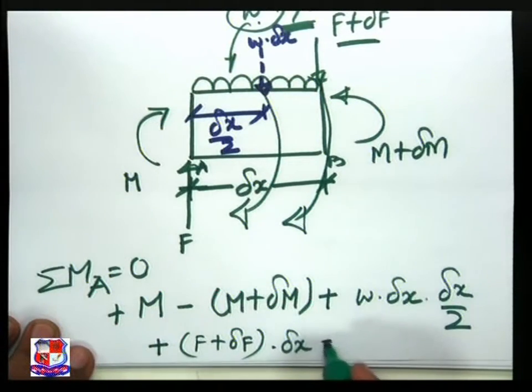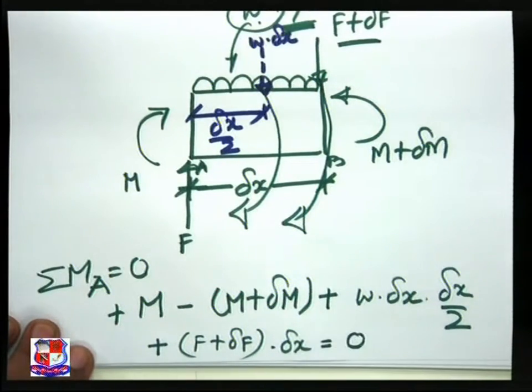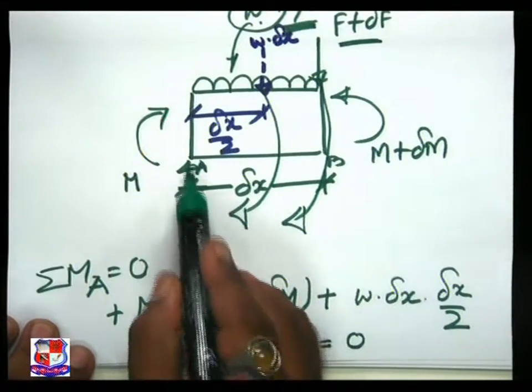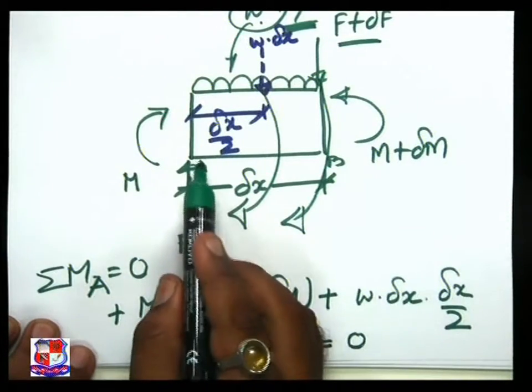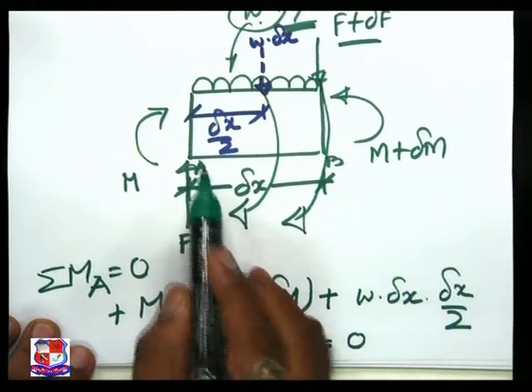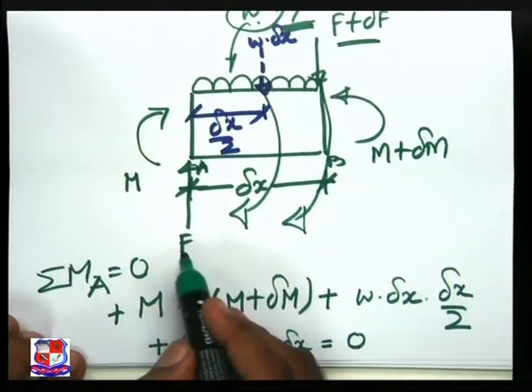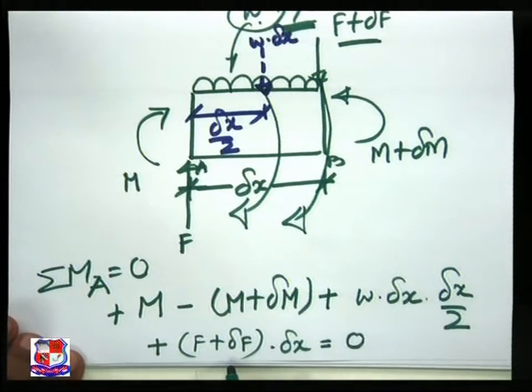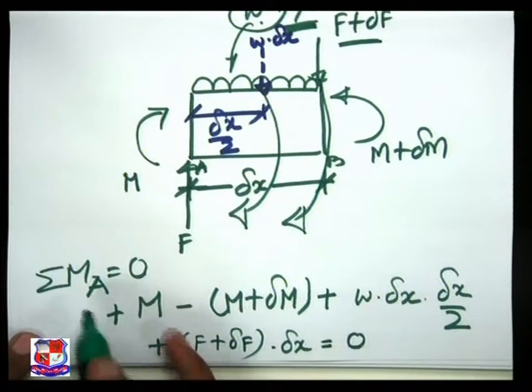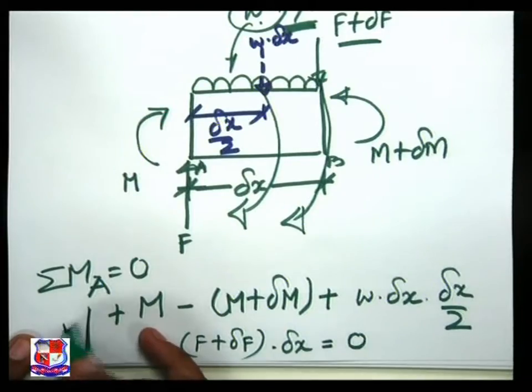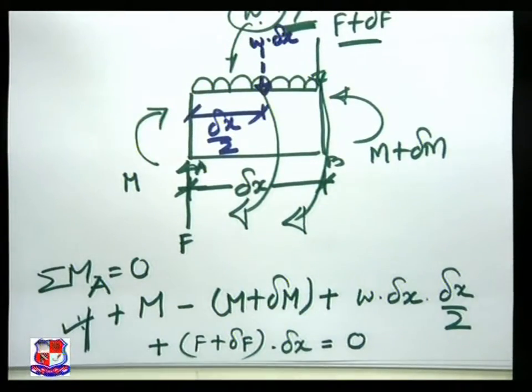Which is equated to 0. Now see this F. We are taking the moment over A over here. So F into 0 is 0. So we are not using the F, or we are not writing the F in this particular equation. The same equations we have seen in the PPT. Please refer to the PPT.